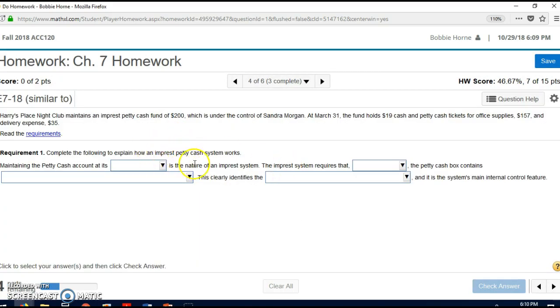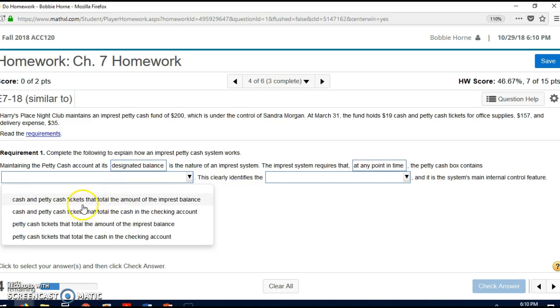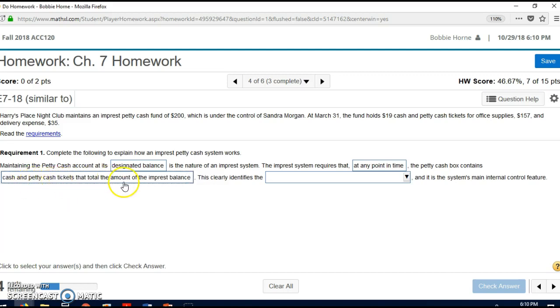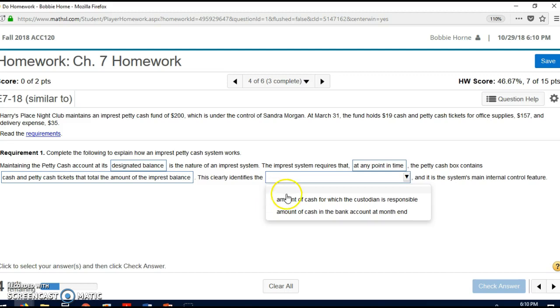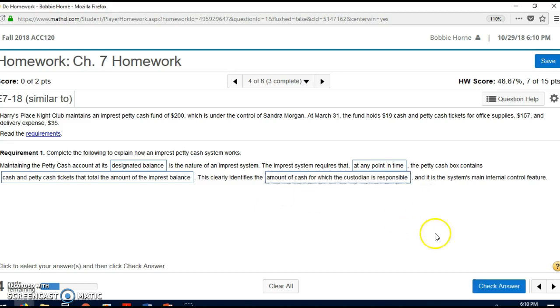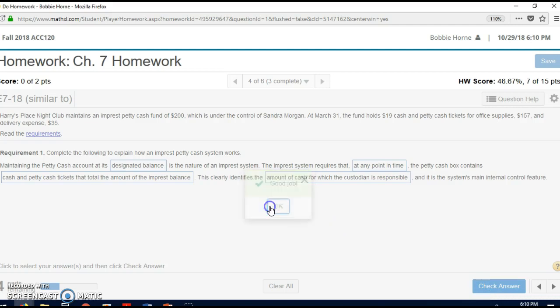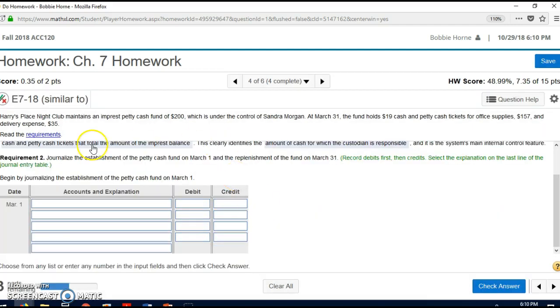As far as question number 4, maintaining the petty cash account at its designated balance is the nature of an imprest system. The imprest system requires that at any point in time, the petty cash box contains cash and petty cash tickets that total the amount of the imprest balance. Remember, your cash plus your tickets should equal the balance. This clearly identifies the amount of cash for which the custodian is responsible. That's just some vocab terminology type things.